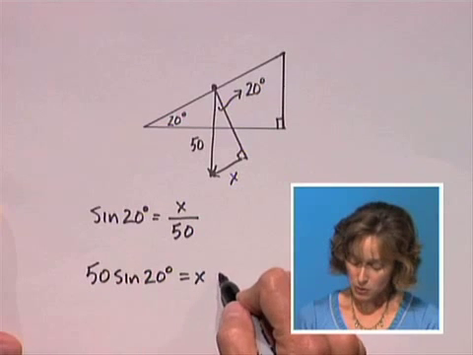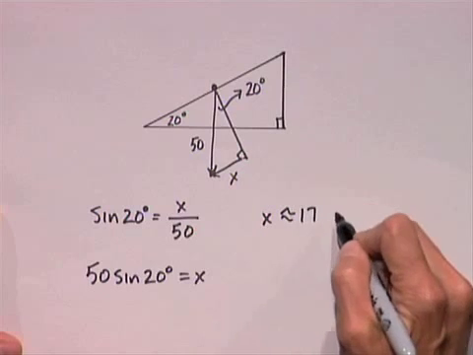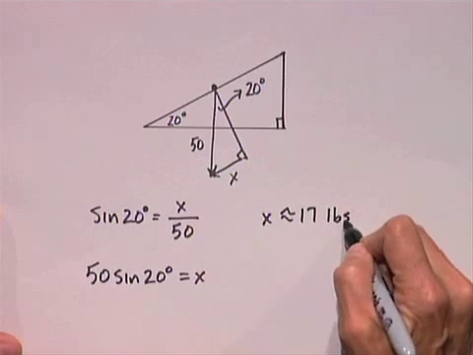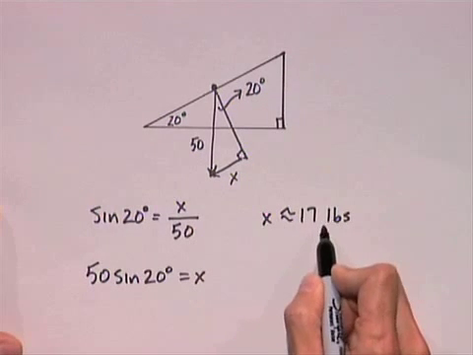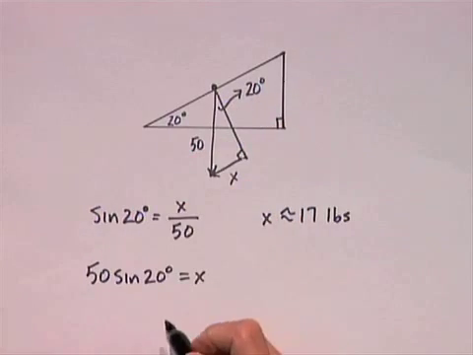X comes out to approximately 17. The units on x would be pounds. It takes a force of 17 pounds to keep the wagon from sliding down the inclined plane. Let's work an application problem.